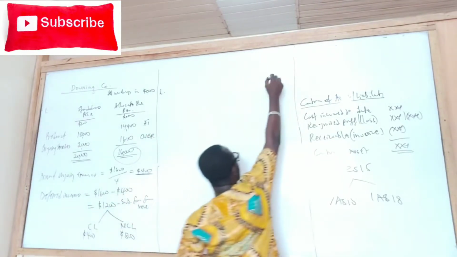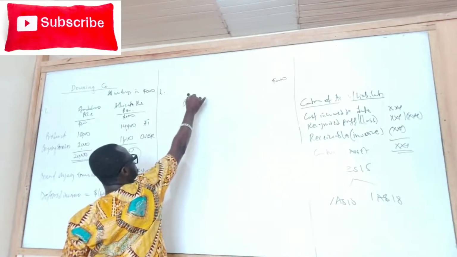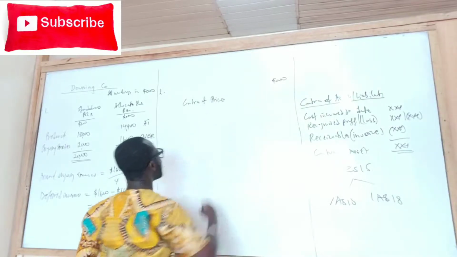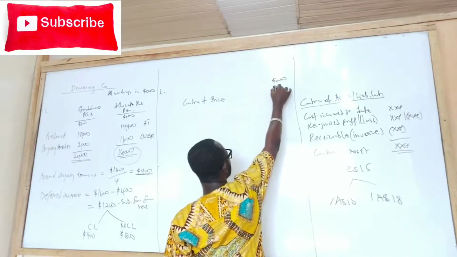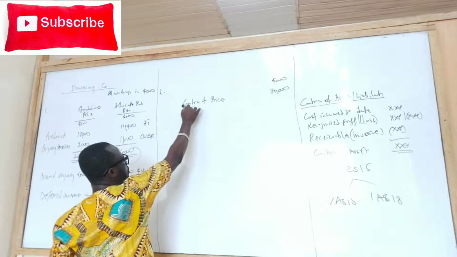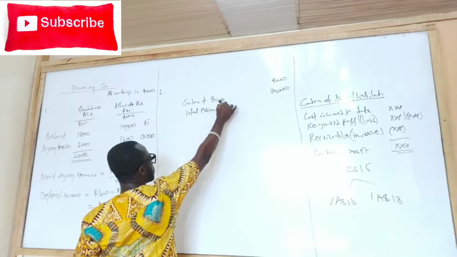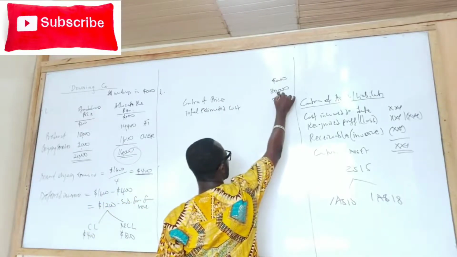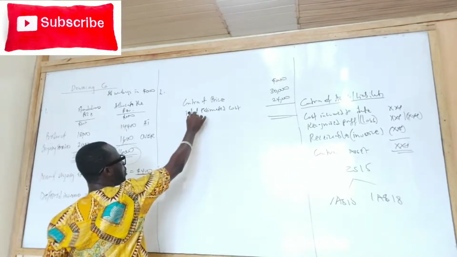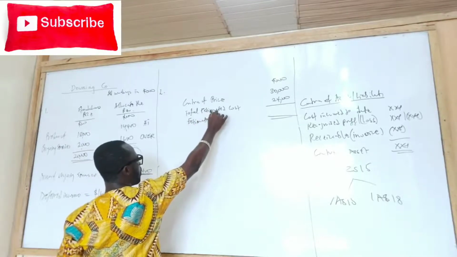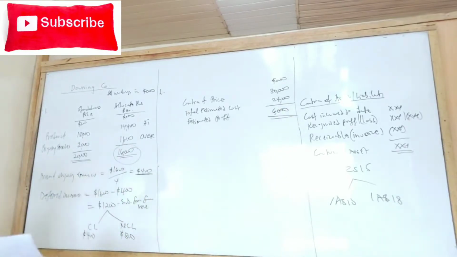So note 2. What is the contract price? 30,000. And what is the cost to completion? So total estimated cost? 24,000. So on this contract, the company expects to make a profit of 6,000. So this is the estimated profit they are making.